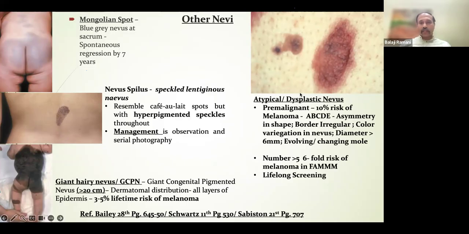Nothing else is needed. And this is of course your atypical nevus or your dysplastic nevus, which is something where there is a risk of malignancy. Now, all of this has been asked multiple times. What are the five ABCDEs?